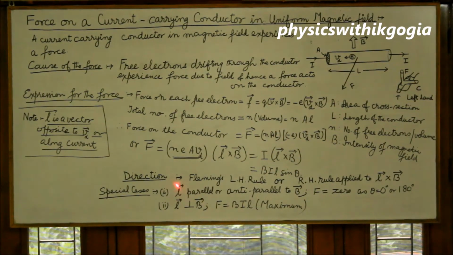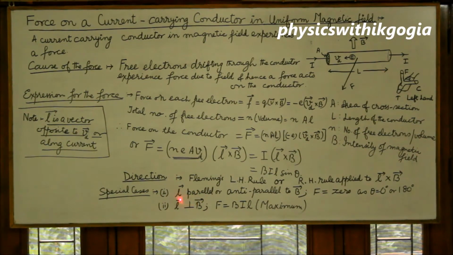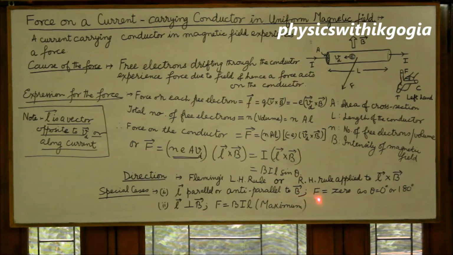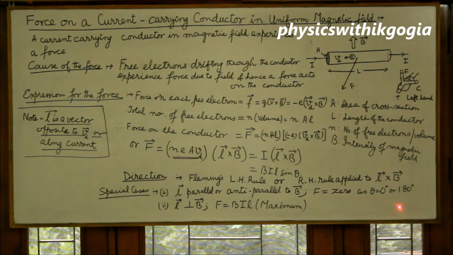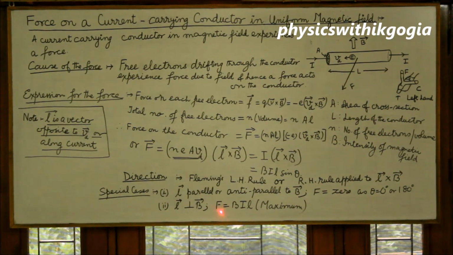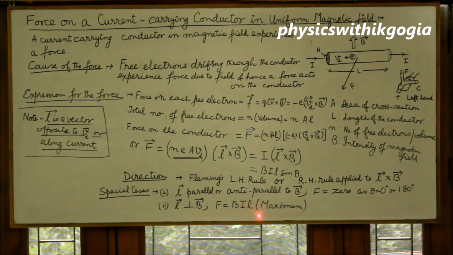Now let's take a few special cases when L is parallel or anti-parallel to the magnetic field. Force is 0 because theta is 0 or 180 degree, and the force is maximum for L perpendicular to B. That is, the maximum force will be BIL sin 90 or B into I into L.